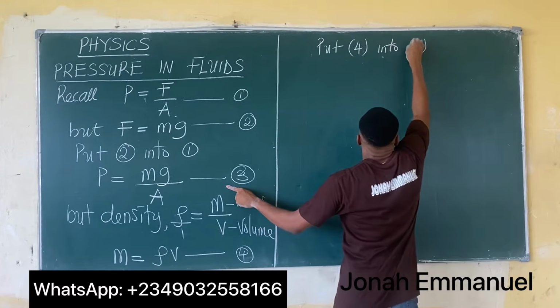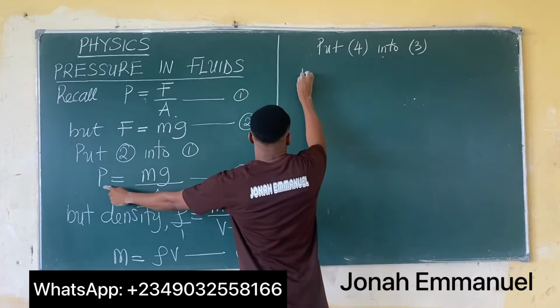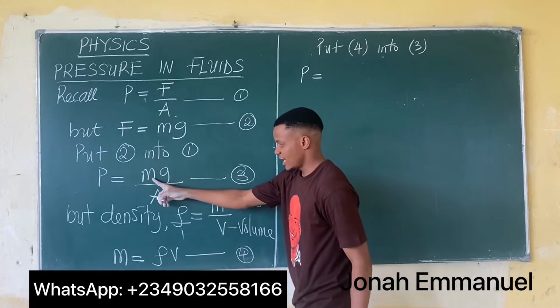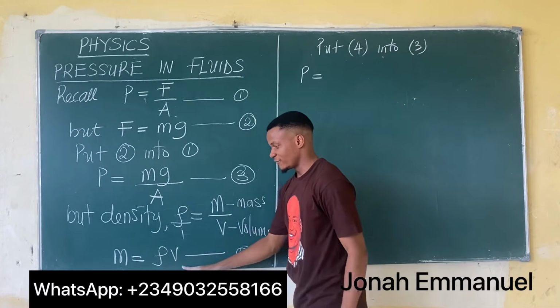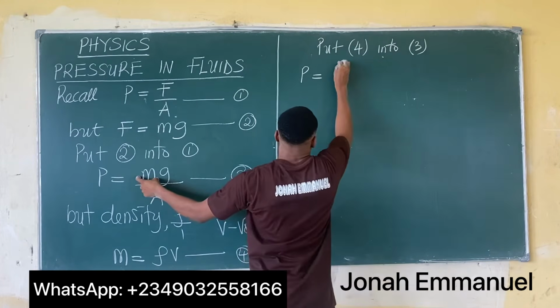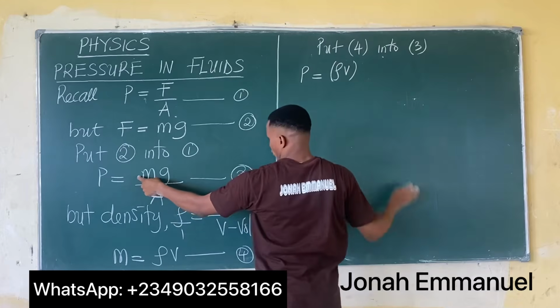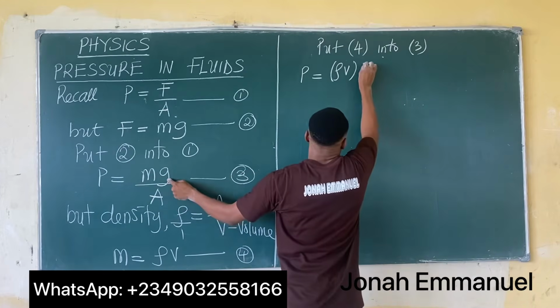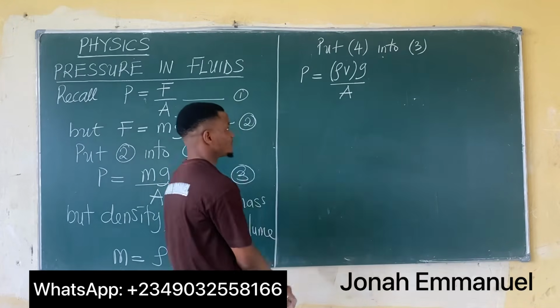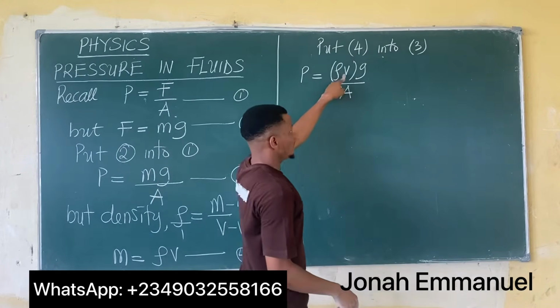If I put equation 4 into equation 3, it means that pressure P is equal to mass. In place of mass, I'll put the value of what? Density and volume. So density times volume occupies here, so it becomes density times volume, of course, times this one here, gravity all over area.